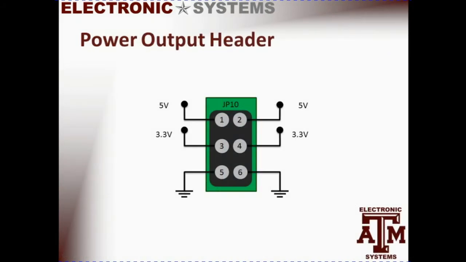This slide shows the power output header found on the board at JP10. There are 2 connections for each voltage level, 5 volts, 3.3 volts, and ground.